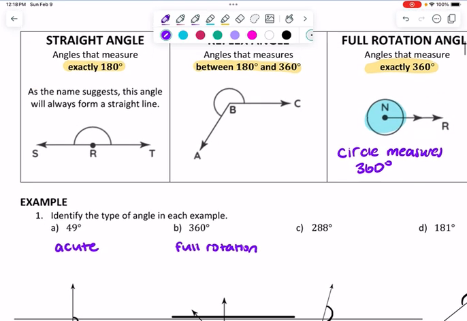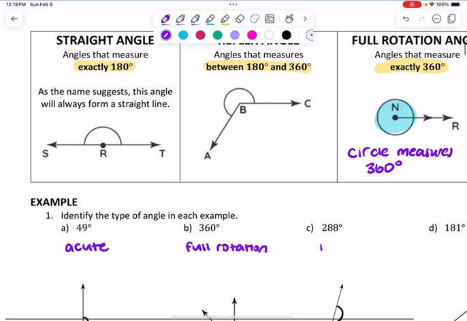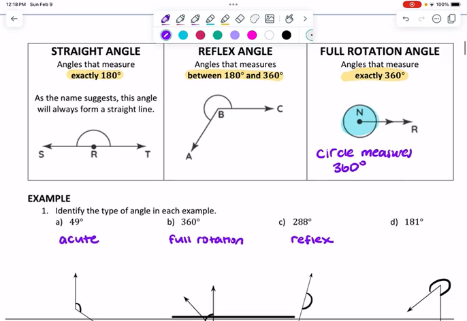288, I could always backtrack and look. Well, 288 is between 180 and 360. So 288 would be an example of a reflex angle. 181, oh, that one's also between 180 and 360. That would also be a reflex angle.